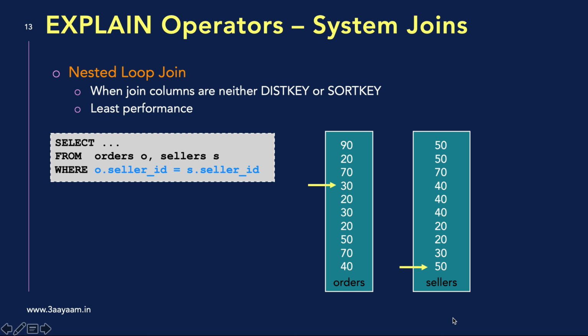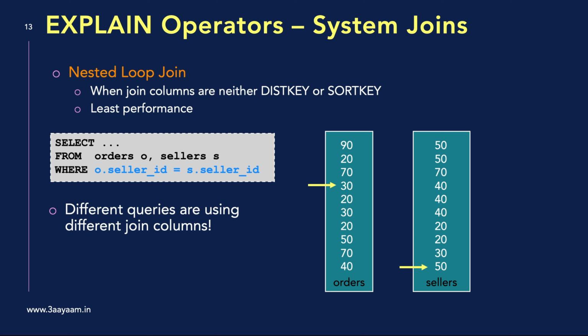Why? Because imagine I have 270 million rows in the sellers table and 600 million rows in the orders table. So the number of passes would be 600 million into 270 million. So that's why it is not good. It is the worst performing join. So if you see that nested loop joins are happening in your query, definitely you should tune it.